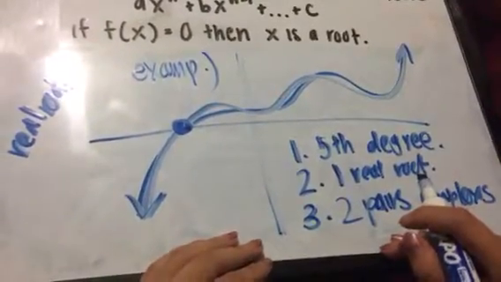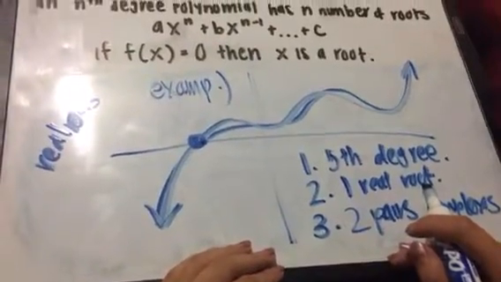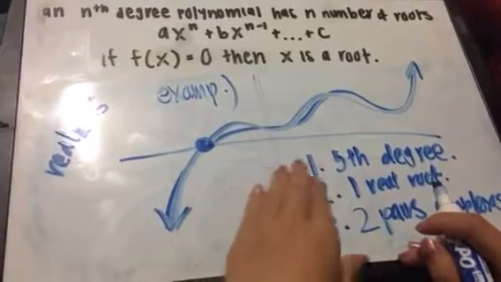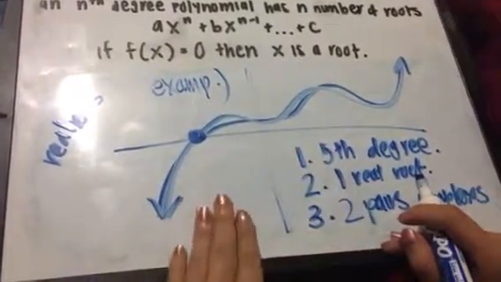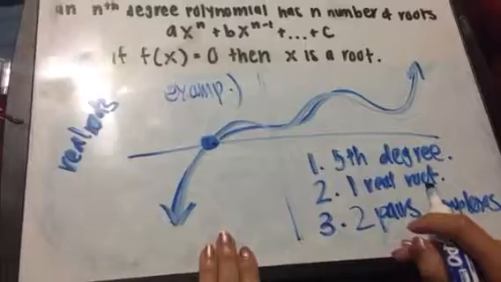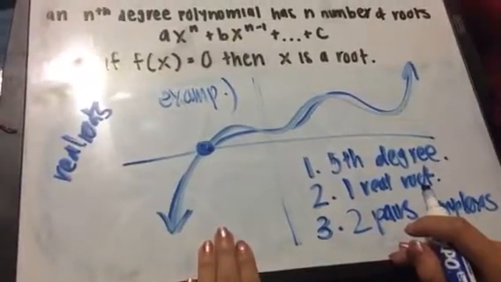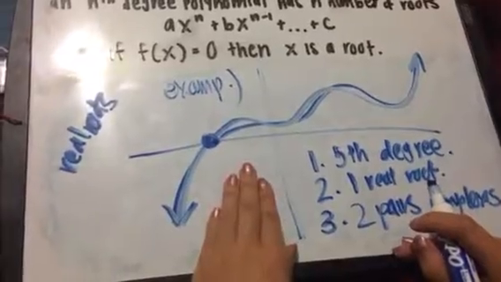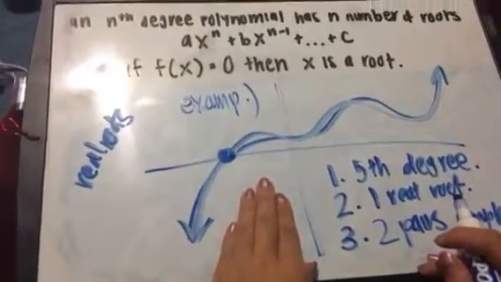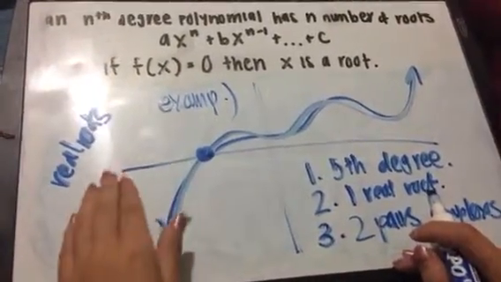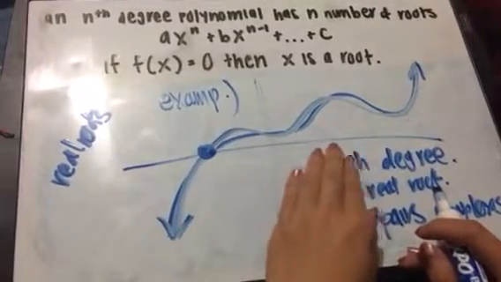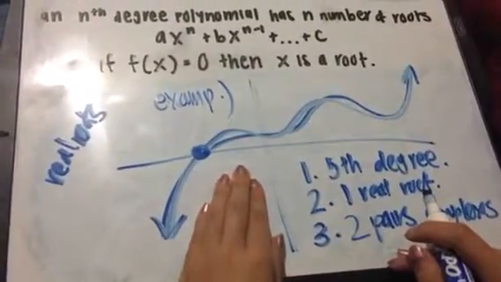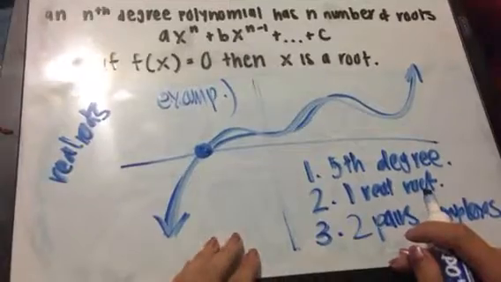Basically, in this lesson, we can take a graph and determine whether it's an odd or even function, its degree, how many roots it has, and from those numbers of roots which are real and which are complex, based on which ones cross and fall upon the x-axis. Thank you.